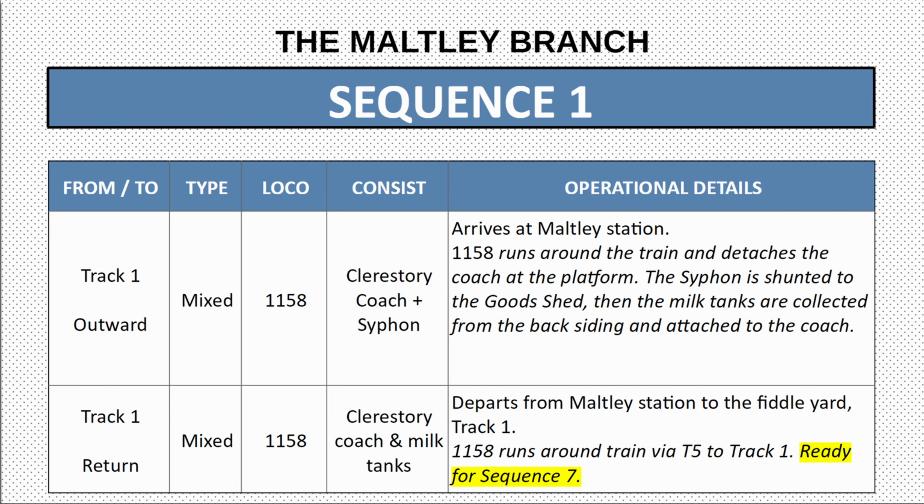Here's a screenshot of the first sequence. From the left we can see which fiddle yard track the train is working from and returning to. Then there is the description of the train, whether it is mixed, as in this case, or goods or passenger. Next is the loco designated for the train, followed by what the train consists of. Finally, because I tend to forget, there is a detailed description of the movements involved after the train arrives at the station, ready for its return journey, and any movements required when it gets back to the fiddle yard.